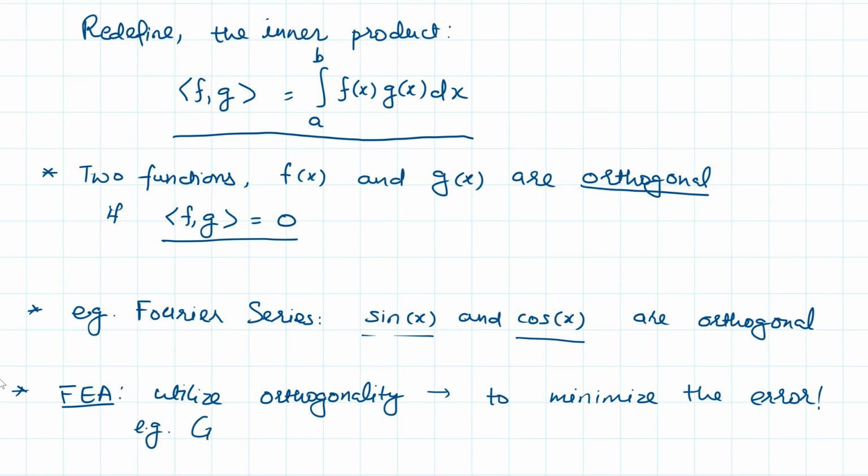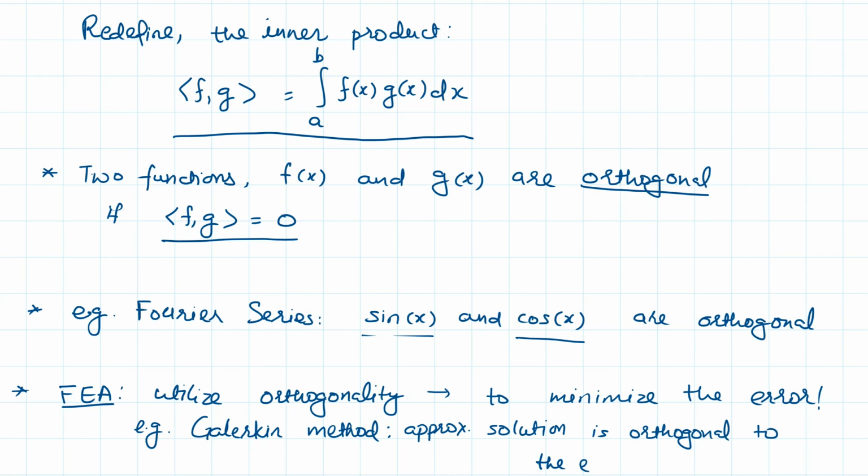Such as, in next week we'll talk about the Galerkin method, in which our approximate solution to the partial differential equation is orthogonal to the error of the solution.